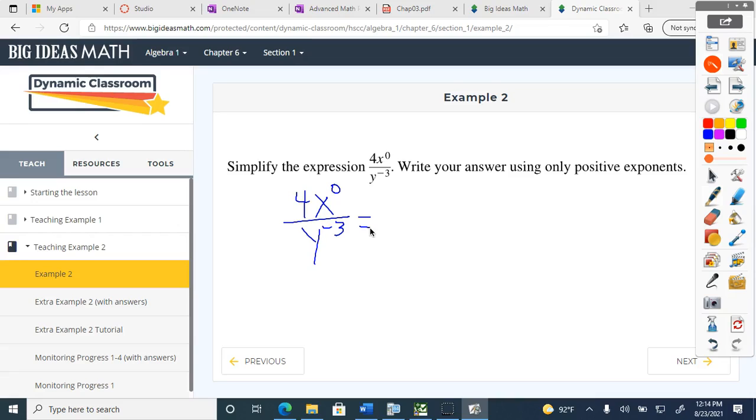Does it go down? It doesn't go down because it doesn't have a negative exponent. It turns into a 1 because what's its power? 0. So that's 4 times 1. Okay. What happens to the y to the negative 3 though? It's on the bottom, so it goes to the top. Y, and you change the exponent to a positive. Okay. So my final answer is just 4y to the 3rd.